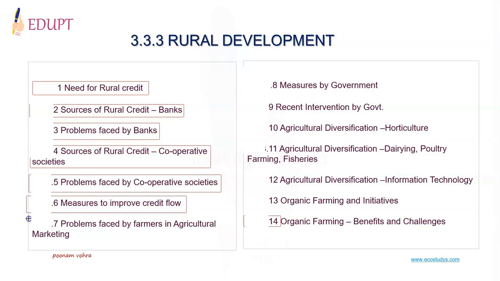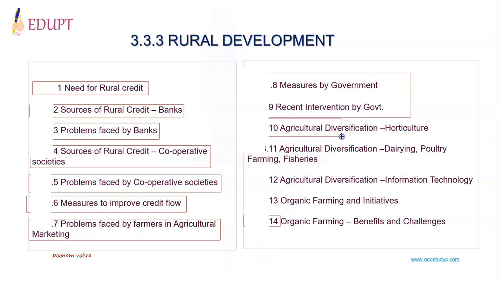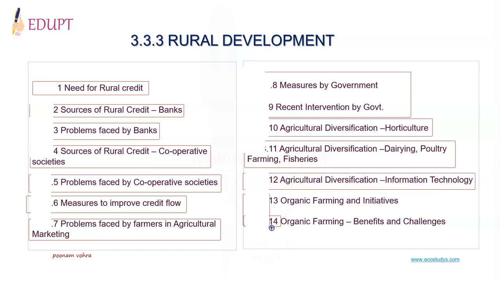flow. Next is various problems faced by farmers in agricultural marketing. What measures and recent interventions have been taken by the government. Then it also includes agricultural diversification through horticulture, through dairying, poultry farming, fisheries, through information technology, and finally organic farming, the initiatives, benefits, and challenges faced.